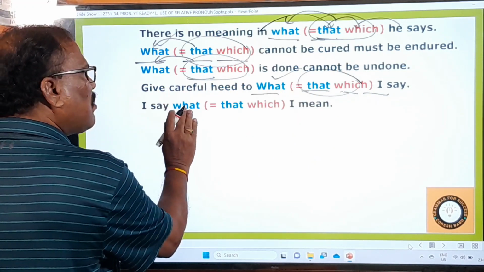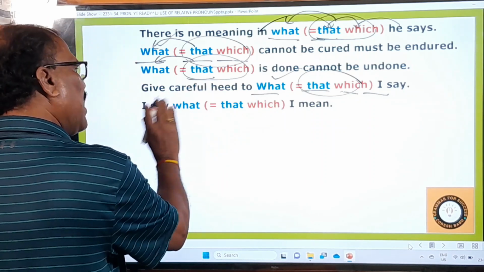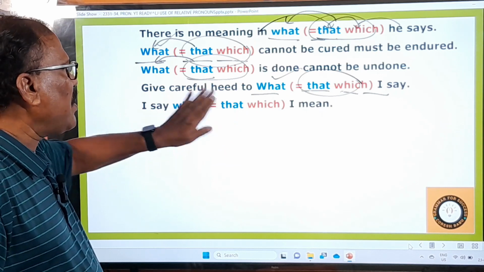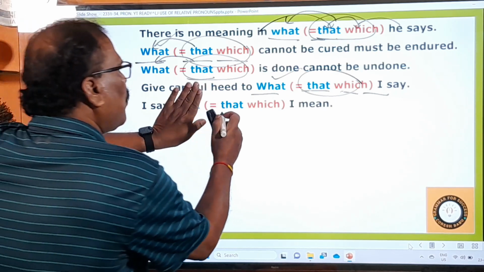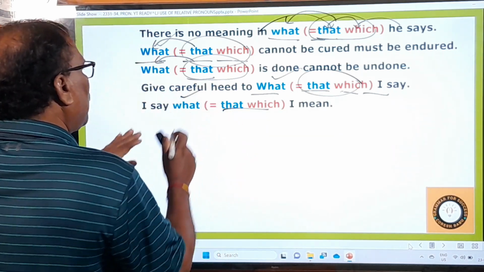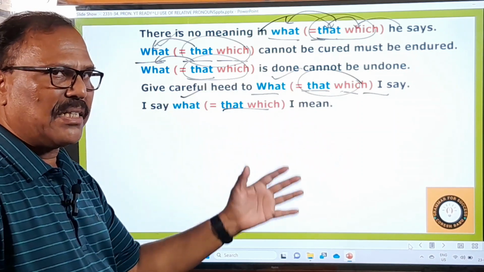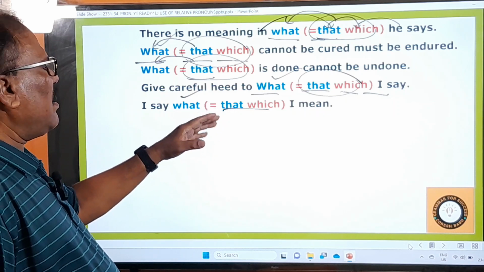I say what I mean. What I say, that which I mean, that is the meaning. I say that which I mean. But instead of these two words, we are using "what". I say what I mean. "I say that which I mean" is correct, but you don't say it, it is lengthy.